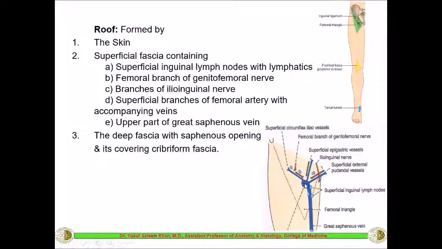Here there will be a fascia over this opening that will be called the cribriform fascia, and this opening is called the saphenous opening, and through this opening the great saphenous vein will be opening into the femoral vein.